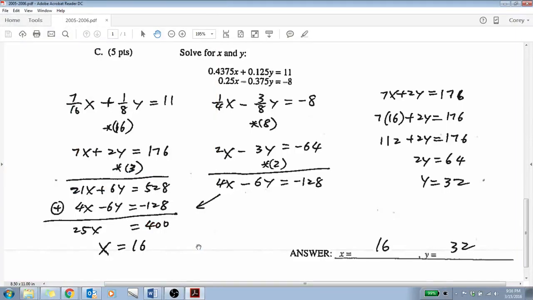For this C problem here, there are two ways we can go about doing this. One way is by keeping the decimals in there, or the other way is by converting to fractions. So in this case, converting to fractions will be a little easier. So the 0.125 should be a fraction that I can recognize as being 1/8.